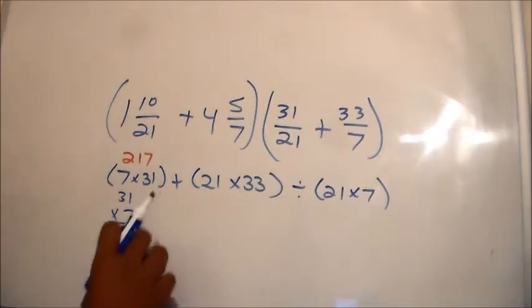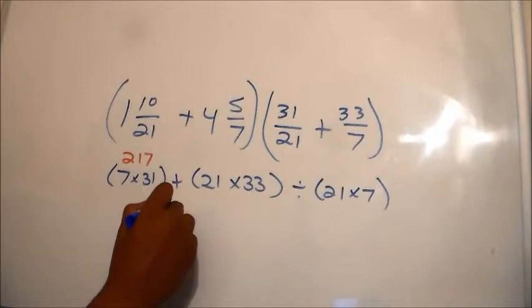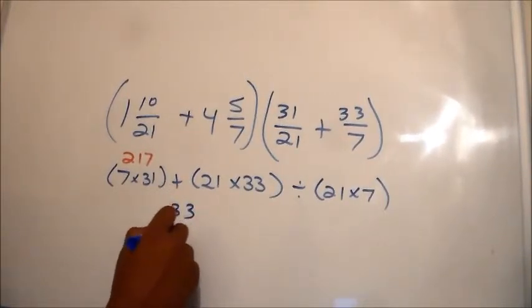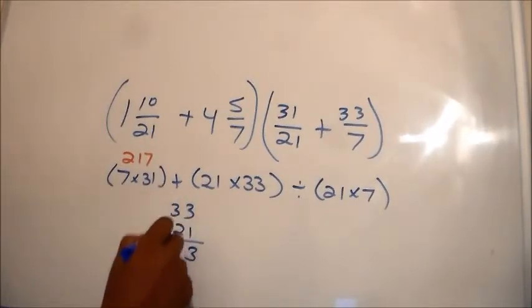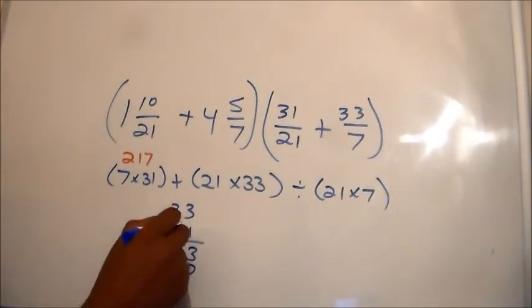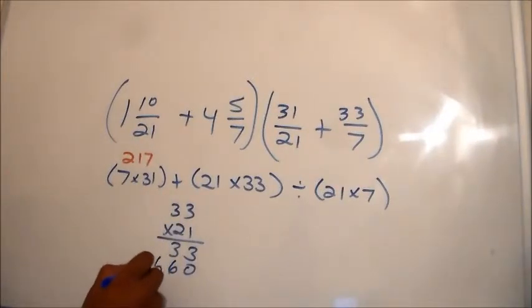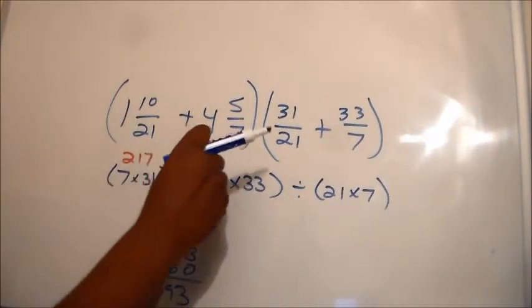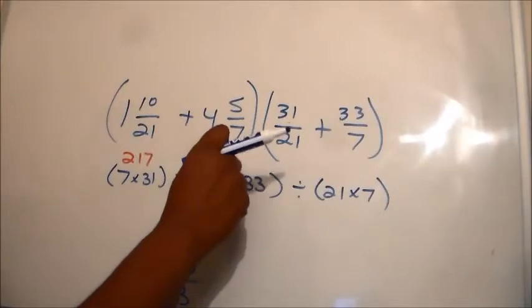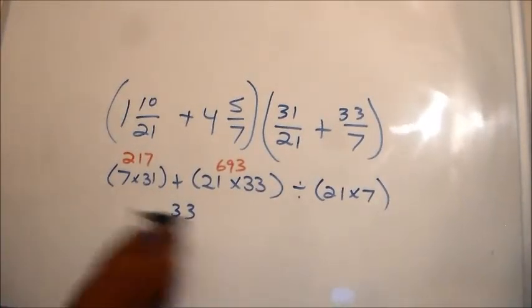And then I take our next number, 33 times 21. 1 times 3 is 3, 1 times 3 is 3. Drop down a level, 2 times 3 is 6. 2 times 3 is another 6. 693 would be our answer. And we've just multiplied this, 693, and we found that answer.